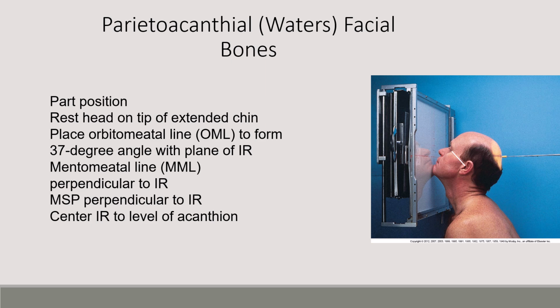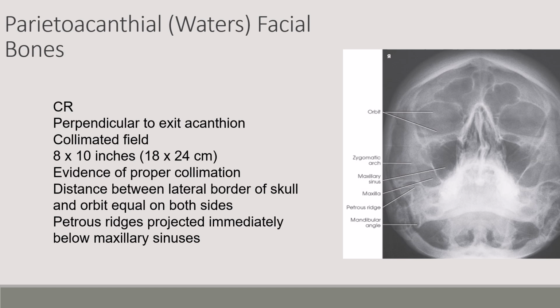Okay, so hyperextension of the head and the neck until the MML is running horizontal in a vertical setting, but then direct your central ray to exit the acanthion. Typically an 8x10 or 10x12 field is sufficient for a Waters projection, in portrait orientation.